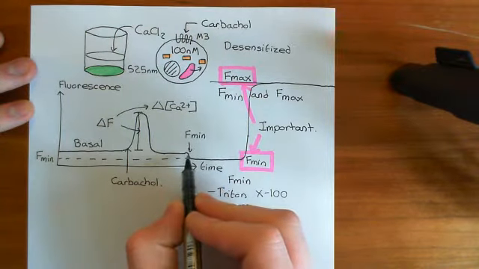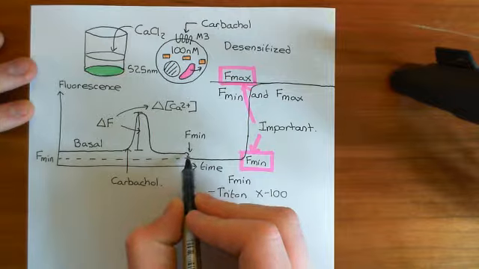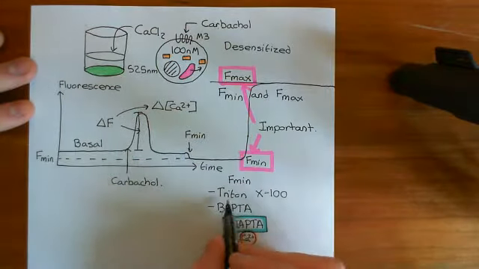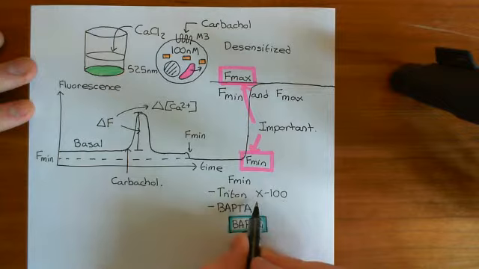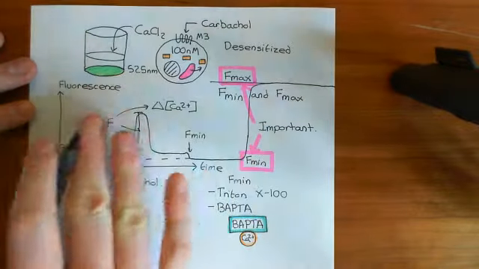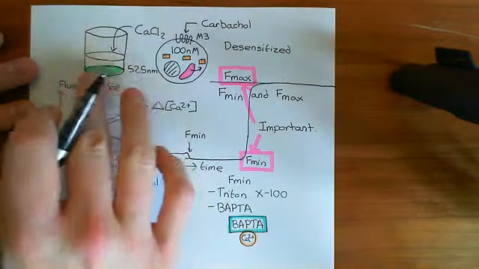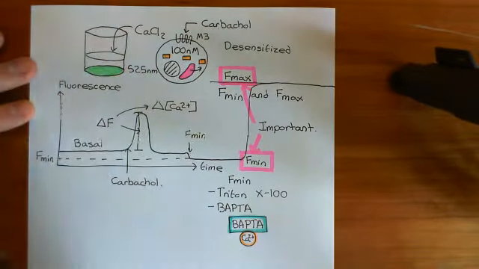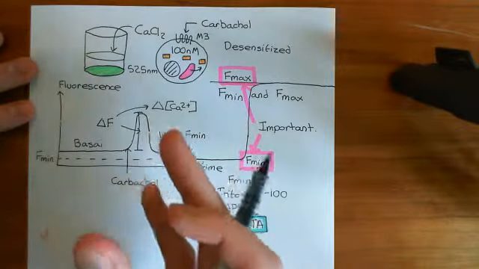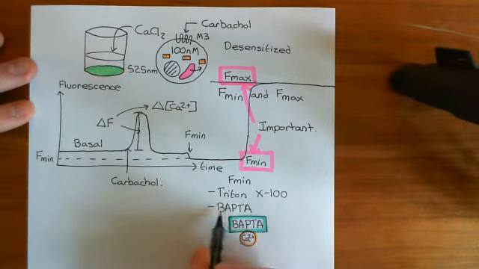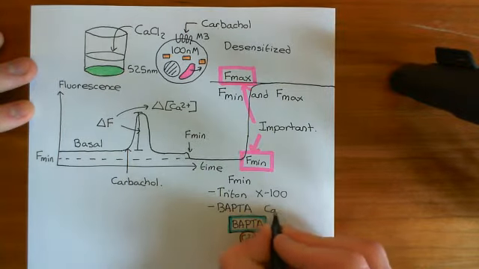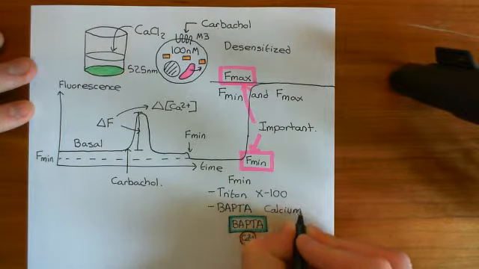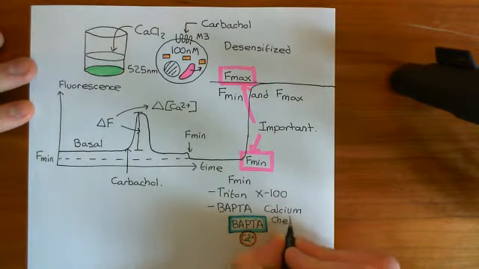The way that we find Fmin is by adding to the well a solution containing Triton X100, which is a detergent which will lyse all of the cells. So it will burst them all open, and the cytoplasmic contents will be released into the fluid, which means all the Fluo-4 molecules have been released into the fluid. Then what we also have in that solution is BAPTA, which is a calcium chelating agent. So I'll just write that down here. And all that means is that it binds to calcium very powerfully.